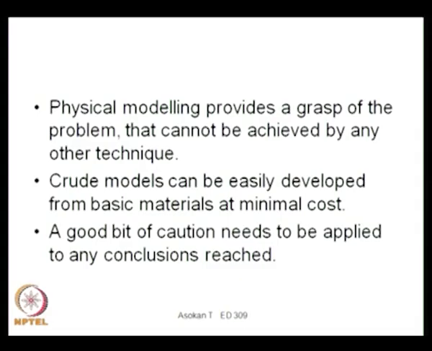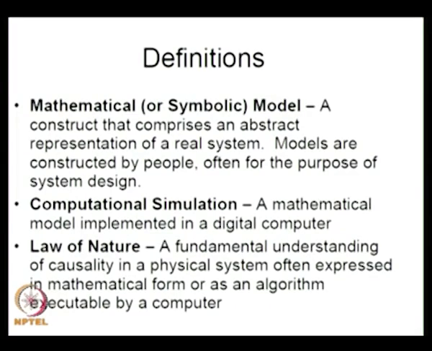So in order to do this, we can create some crude models using basic materials at very low cost, and a good bit of caution needs to be applied to any conclusions reached. Whenever we do this kind of heuristic modeling, you cannot make any generalized conclusions; that particular solution may be applicable only to that situation. So a bit of caution is needed when we do this kind of modeling and make conclusions out of it. That is the first method, heuristic modeling. Then we can do different types of mathematical modeling also.